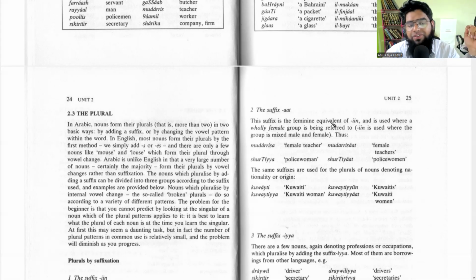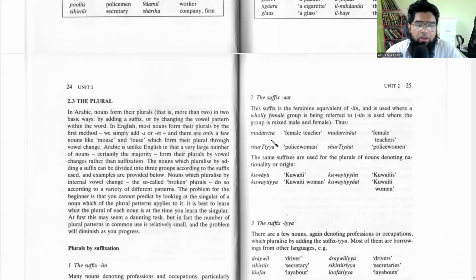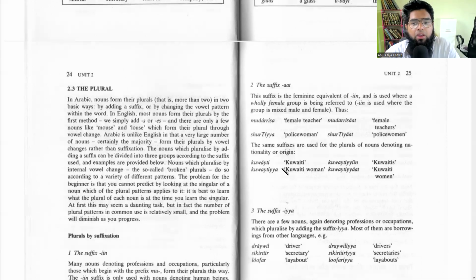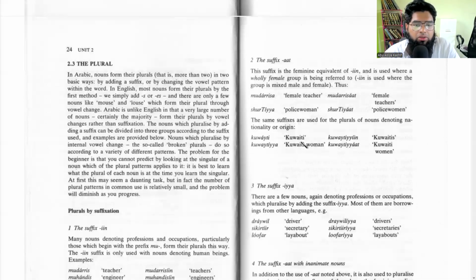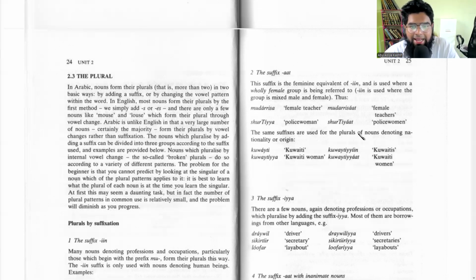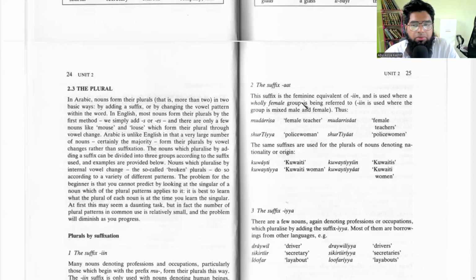Suffix at is added for the feminine equivalent of in, and it's used for a wholly female group, a group which is totally female. So you say mudarrisa, you say mudarrisat, female teachers. At is added. Shurtiyah, shurtiyat, policewomen. The same suffixes are used for the plurals of nouns denoting nationality or origin. So nationality also, same thing. Kuwaiti, you'll say Kuwaitiyin for male. Kuwaitiyah, she is female. So you say Kuwaitiyat. So at is used for the feminine equivalent.